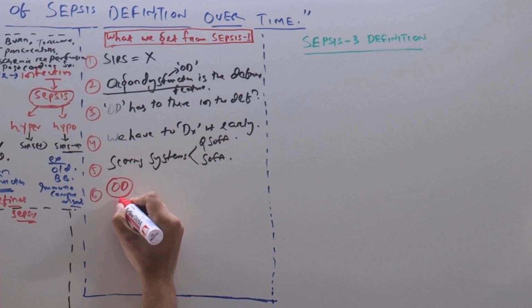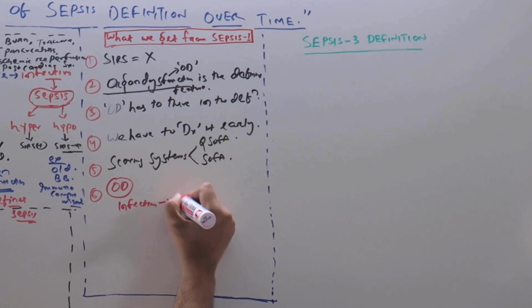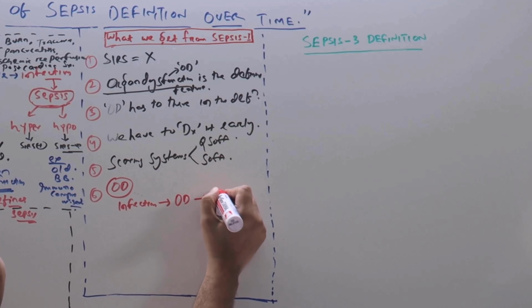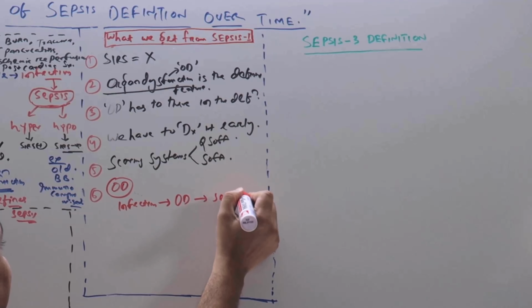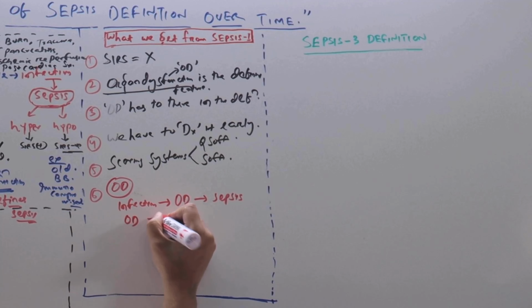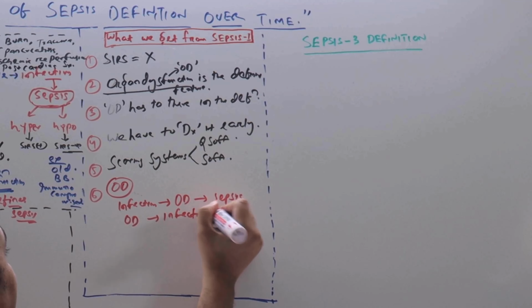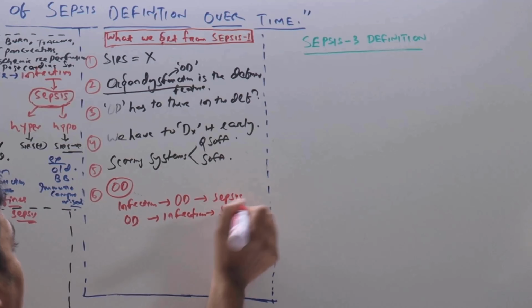For example, if you find infection in a patient, immediately you search for organ dysfunction. If it is present, then that is classified as sepsis. Conversely, if organ dysfunction is there, then you search for infection, and that can also be sepsis. Both are true.